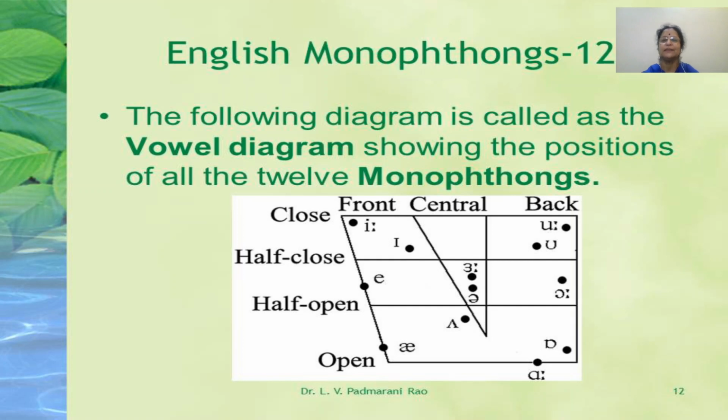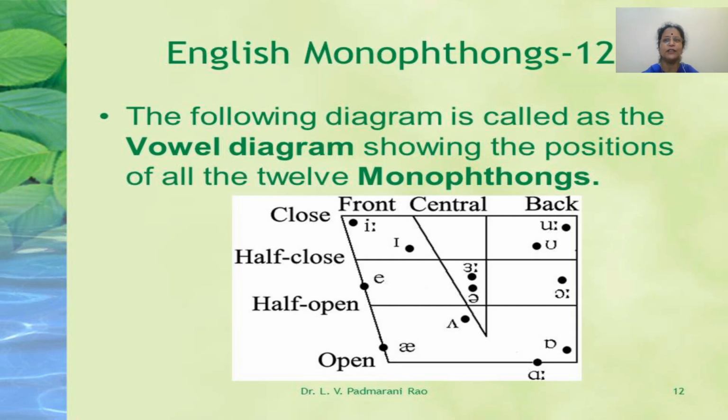The following diagram is called the vowel diagram, showing the positions of all the 12 monophthongs. Let's revise them. I hope you remember this diagram with front, central and back, close, half open and open, which is typically called the vowel diagram in English. The very first, let us start with the extreme left corner. E as in eat is front, close, unrounded, long vowel. Do you remember?